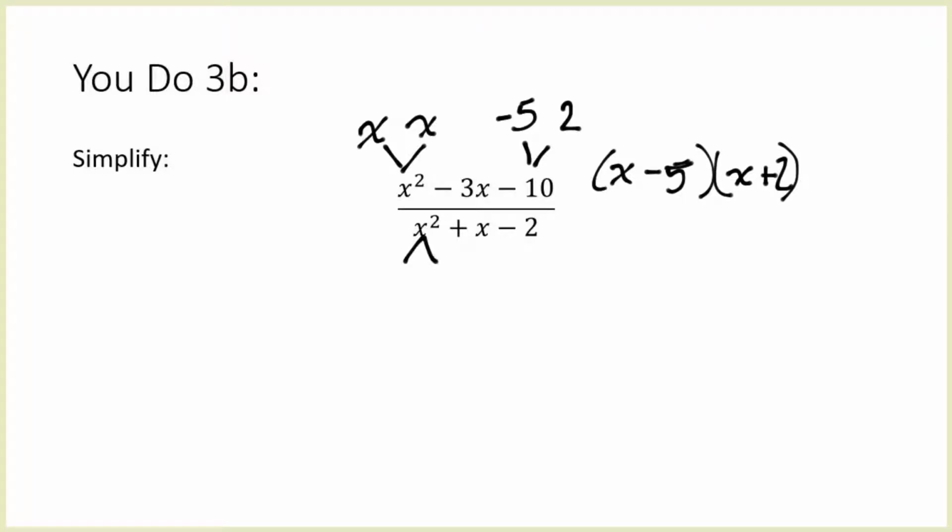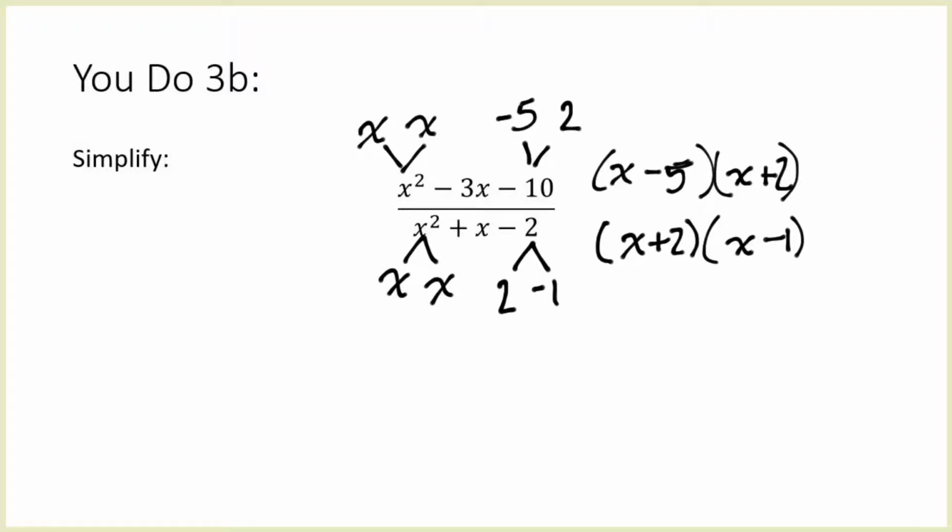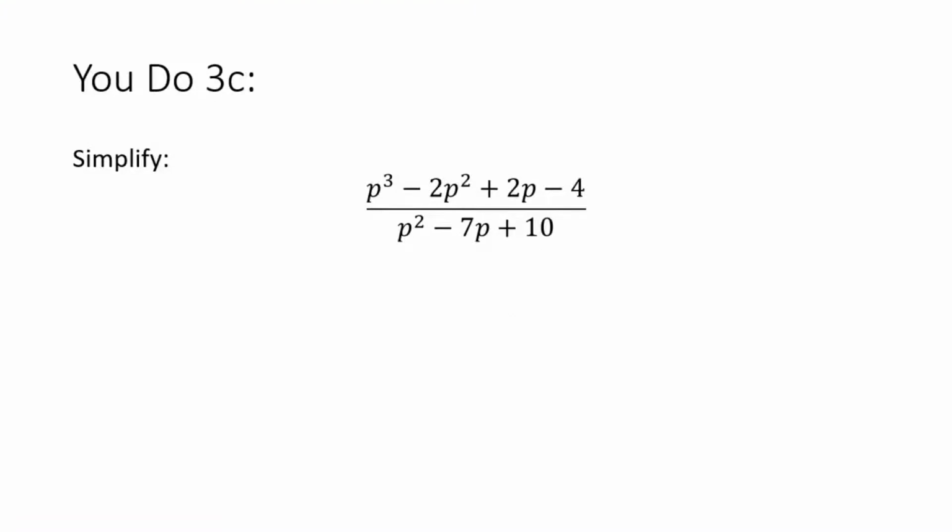Then here on the bottom, I'll have x and x, and I'll have 2 and negative 1. X plus 2, x minus 1. Looks like my x plus 2's can cancel, and I'll be left with x minus 5 over x minus 1. Okay, one last one for you to try, and then we're going to look at a fun case.